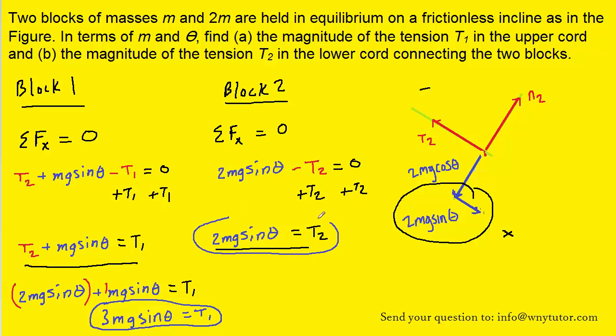So we have accomplished our goal, because the question said in terms of m and theta. And notice that T1 is indeed in terms of an m and a theta. It's also in terms of g, but that's fine. T2, again, is in terms of m and theta.